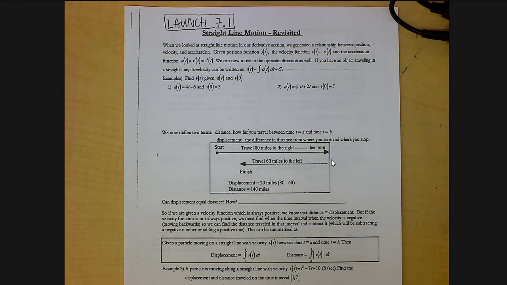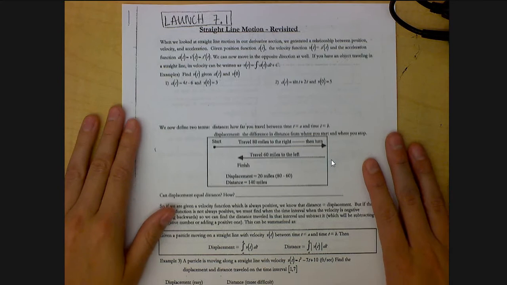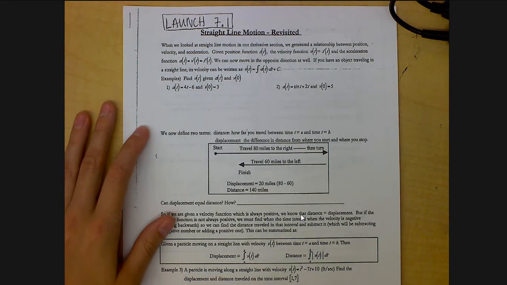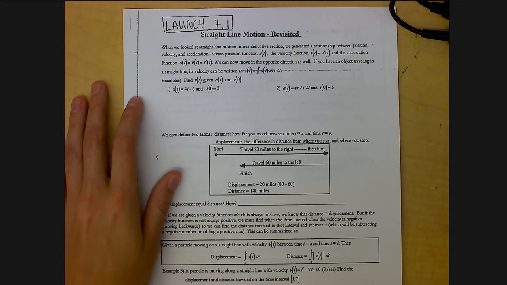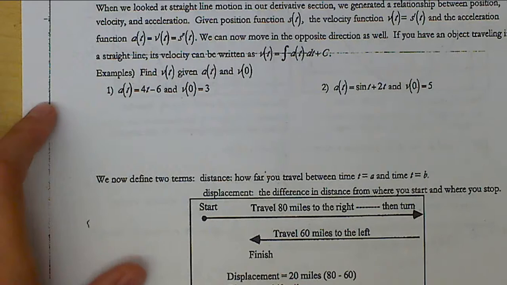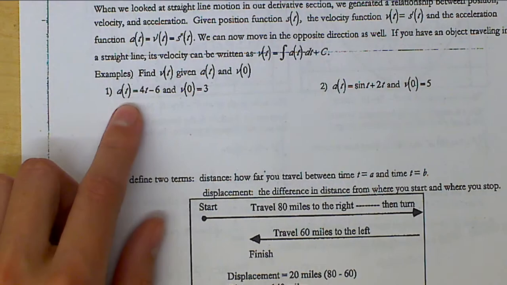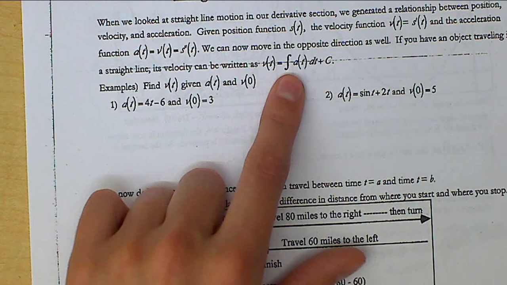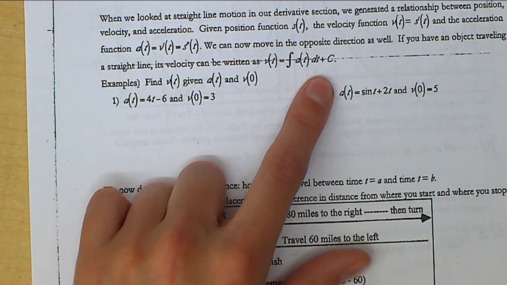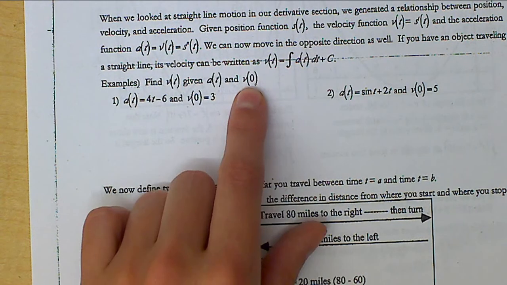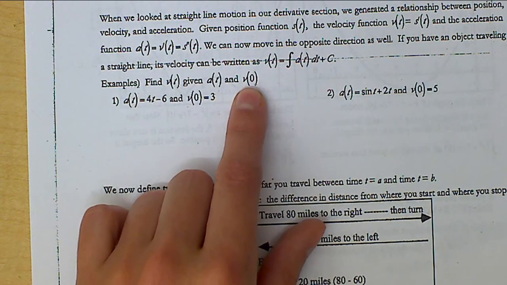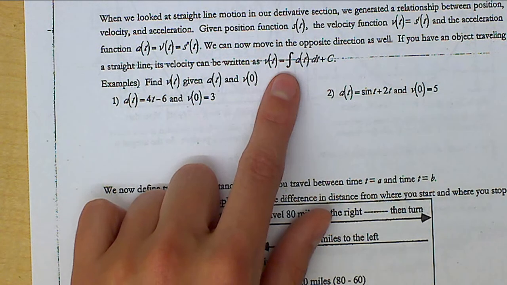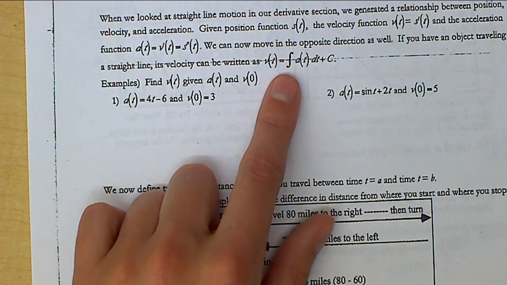So we are going to finish these notes for the straight line motion revisited. In class, we talked about how if you are given the acceleration, you can find the velocity by taking the integral of the acceleration and then adding whatever constant you get from the initial value that it gives you. So it gives you a point, it gives you the acceleration, and from that you can take the integral to work backwards and find the velocity.